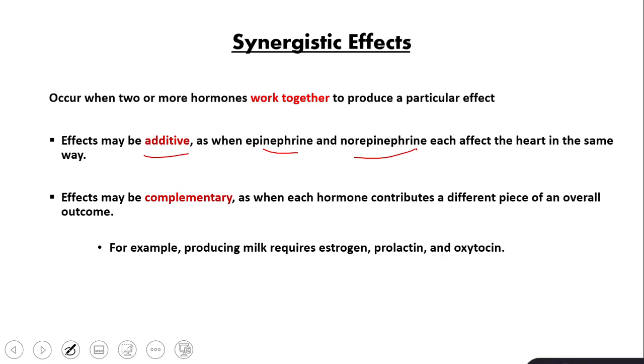Also, the effect can be complementary when each hormone contributes to a different piece of the action. For example, to produce breast milk, three hormones are required. Estrogen, which stimulates the breast glands to develop. Then prolactin stimulates the mammary glands in the breast to produce milk. And then oxytocin leads to contraction of the mammary ducts so that the milk is ejected out from the breast.